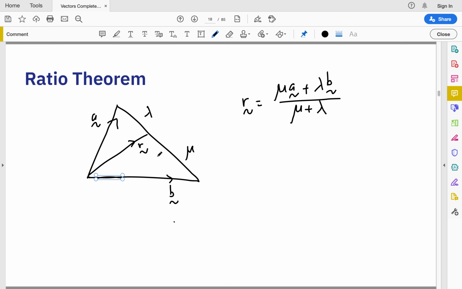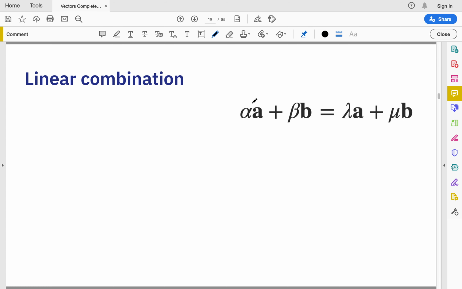Okay, so do remember that lambda and mu don't have to be the exact lengths, they can just be a ratio. For example, it tells you that r divides the remaining side into a length ratio of 1:3. Then you'll just be doing 3a plus b divided by 4. And this is equals to your vector r. So moving on to what we call linear combination.